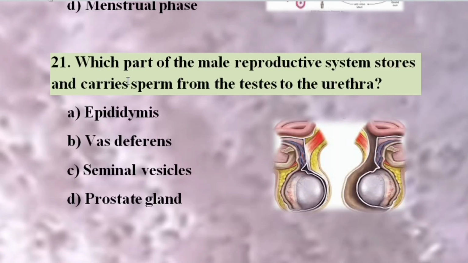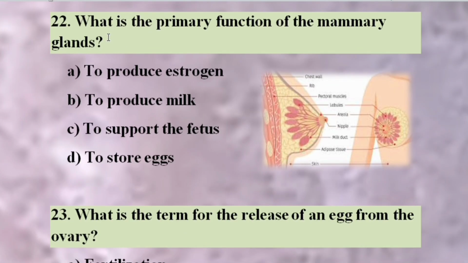Which part of the male reproductive system stores and carries sperm from the testes to the urethra? Alpha, epididymis; beta, vas deferens; Charlie, seminal vesicles; delta, prostate gland. So here the right option is beta, vas deferens. What is the primary function of the mammary gland? Alpha, to produce estrogen; beta, to produce milk; Charlie, to support the fetus; and delta, to store eggs. The right option is beta, to produce milk.